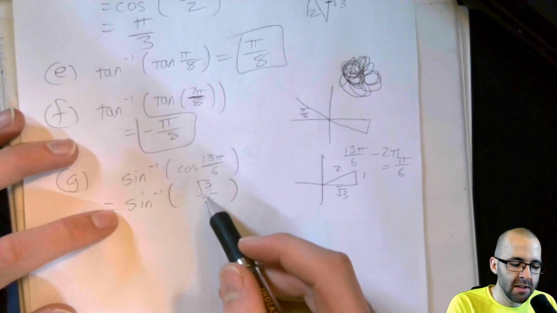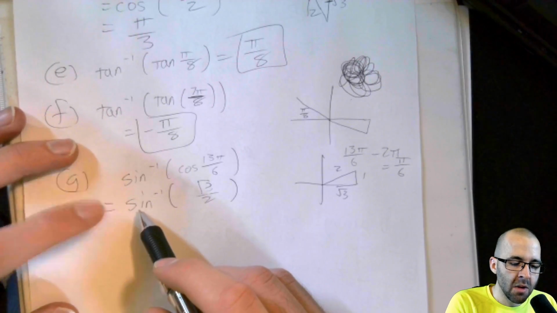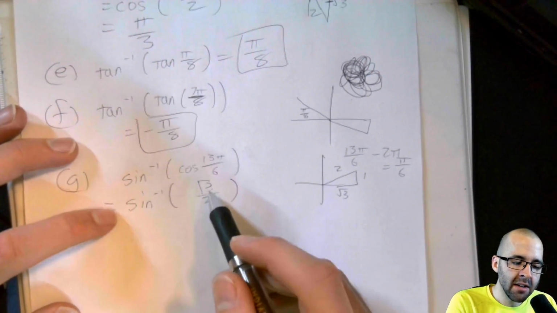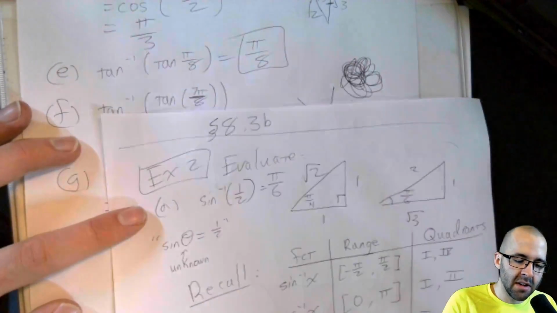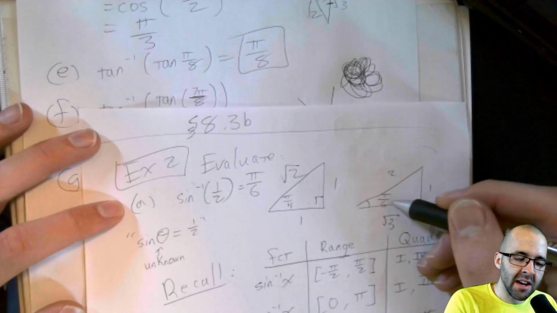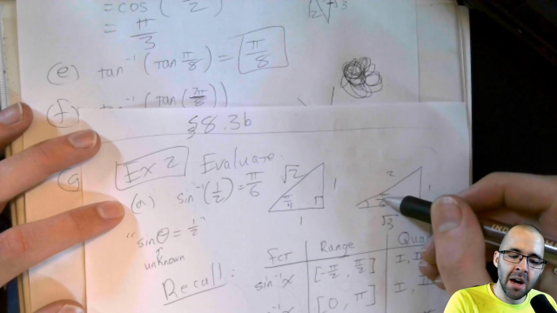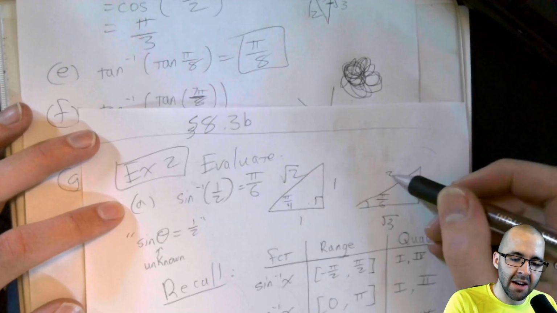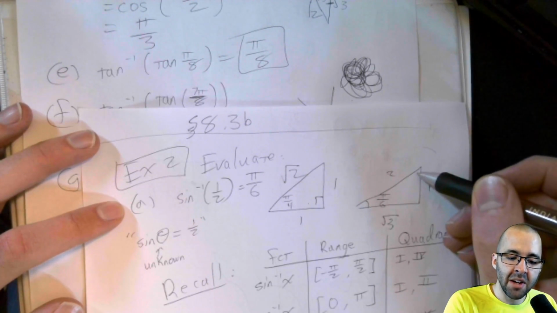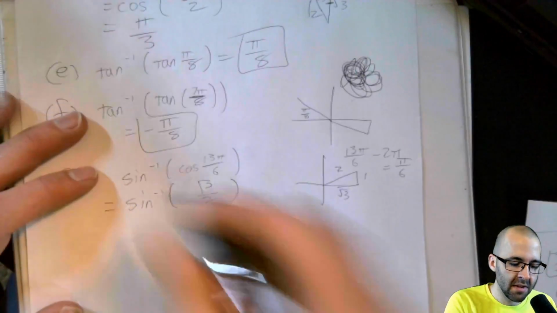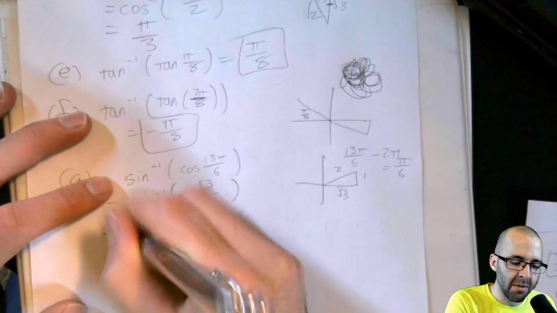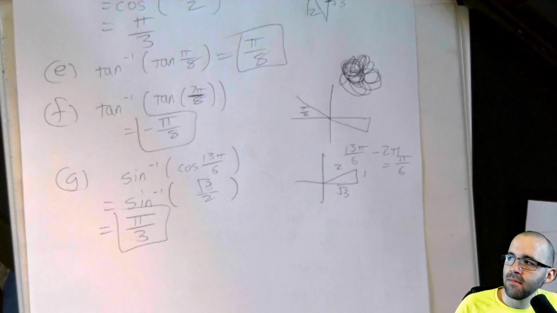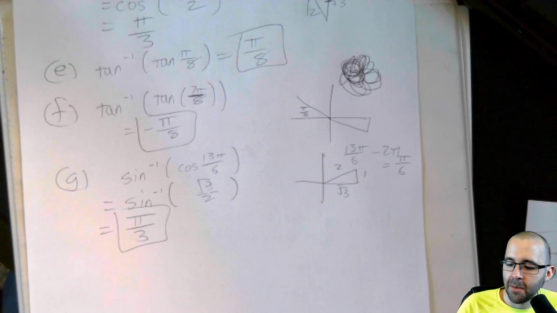Now we say, okay, what angle do we need so that the sine of that angle is root 3 over 2? Well, not pi over 6. Sine of pi over 6 is 1/2. But the sine of pi over 3 is root 3 over 2. So our answer is going to be pi over 3. And that's how you approach these ones.